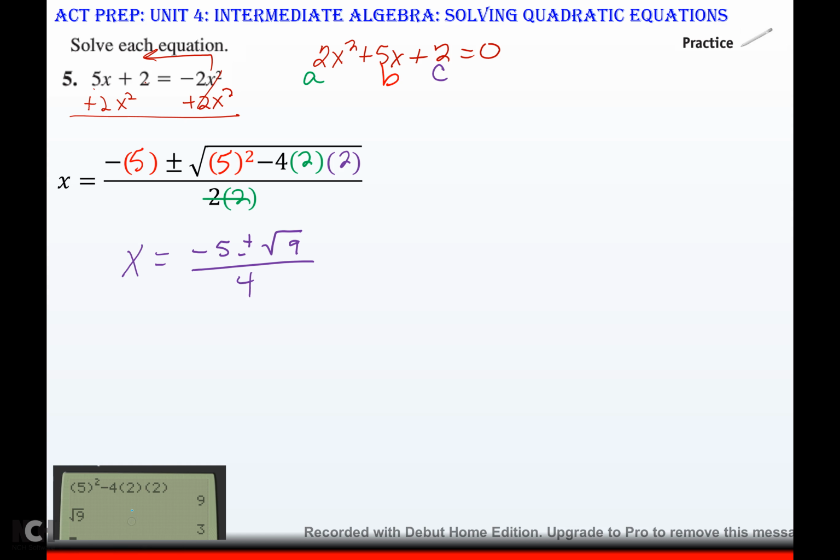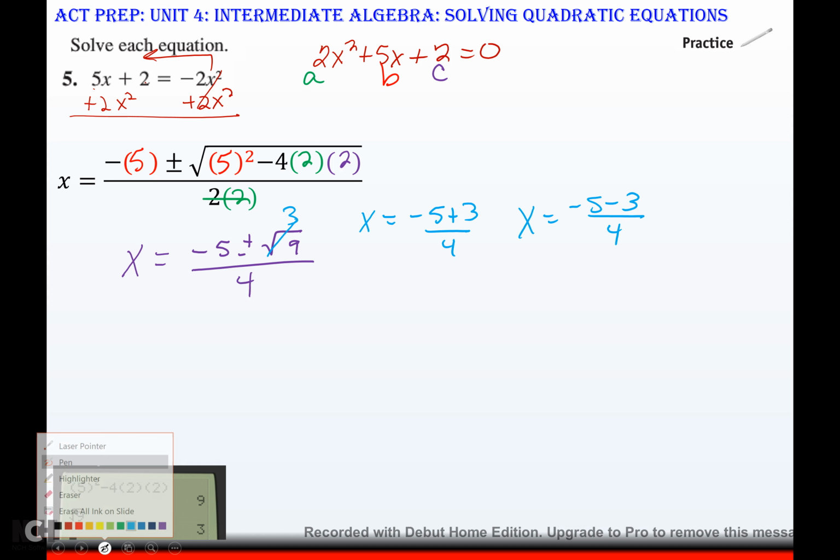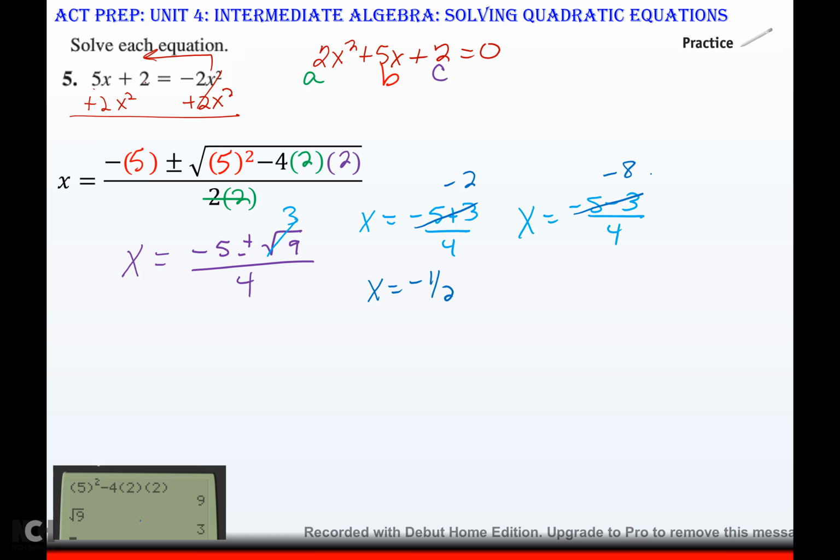Simplify, the square root of 9 is 3. So my two solutions, I'm going to have x equals negative 5 plus 3 over 4. And my second is going to be negative 5 minus 3 over 4. Simplifying those, negative 5 plus 3 is negative 2 divided by 4 is negative 1/2. Negative 5 minus 3 is negative 8 divided by 4 is negative 2. And there's my two solutions.